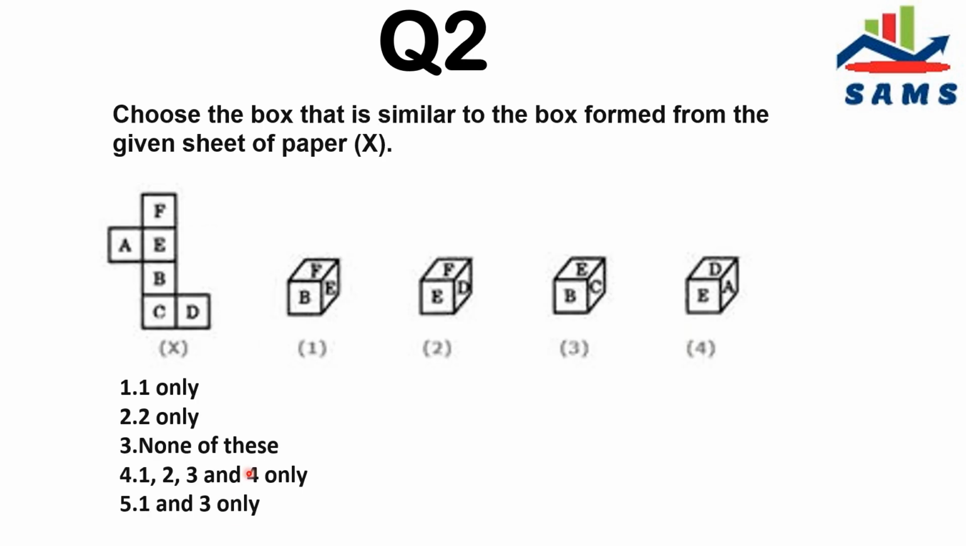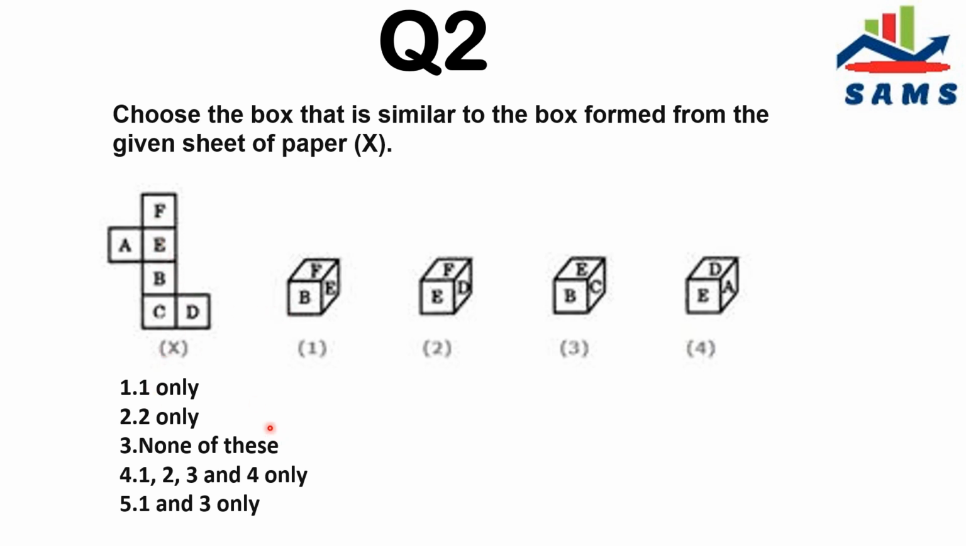Now in this question, you have to choose a box that is similar to the box formed from the given sheet of paper X. So this is the pattern of the open die that is given to you, and using this pattern, you have to find out which of 1, 2, 3 and 4 is the box that will be formed if you close this open pattern.